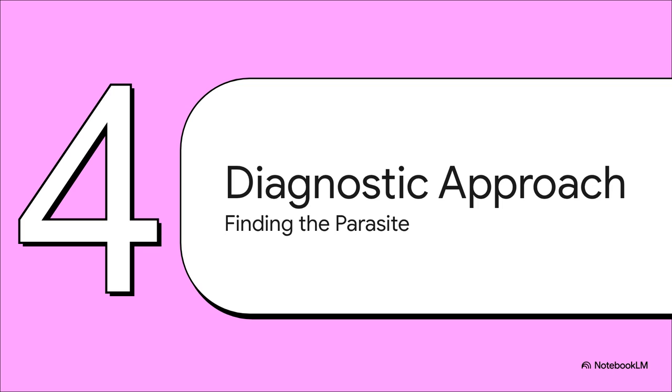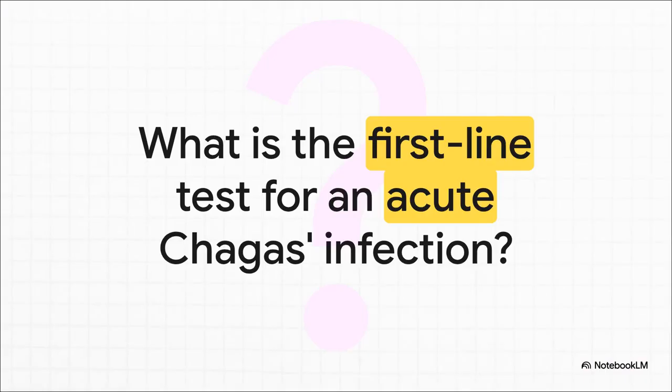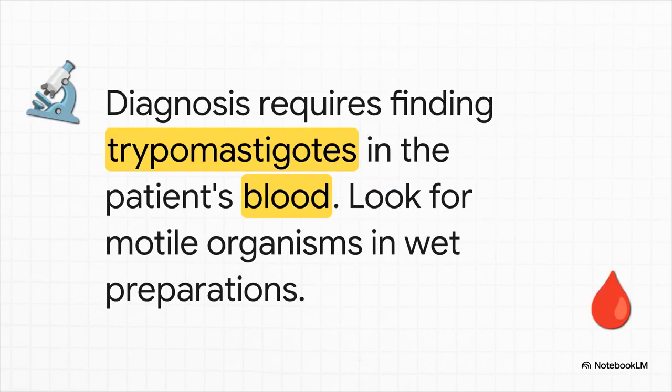So how on earth do you diagnose it? How do you find the parasite? So let's think like a clinician. You've got a patient, they're from an endemic area, they have a fever, some facial swelling. What's your first move in the lab? What test do you order? The key is to look for the parasite where it's hanging out during the acute phase, and that's the blood. So the gold standard, your go-to first-line test, is a simple blood smear. You're looking for those little motile trypomastigotes swimming around.